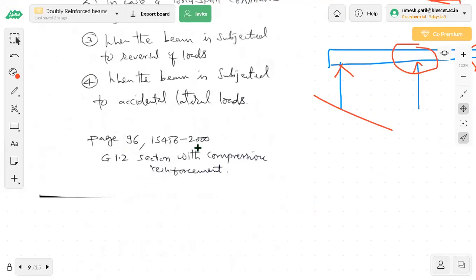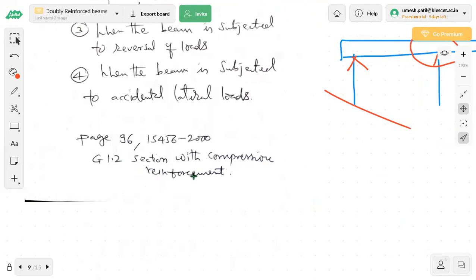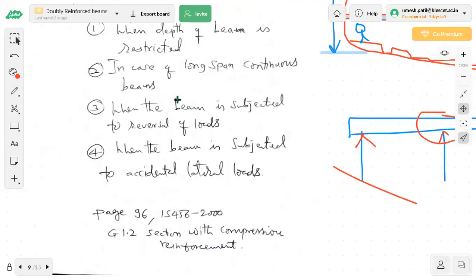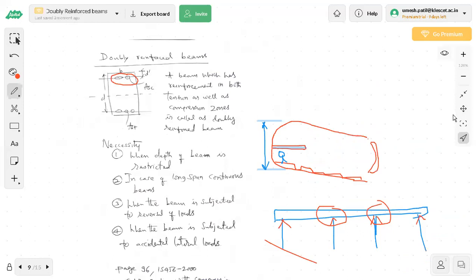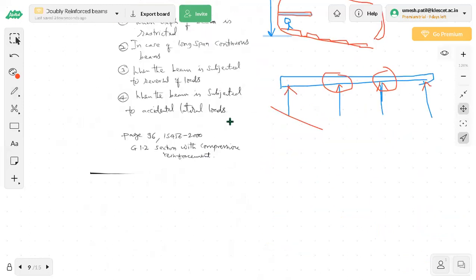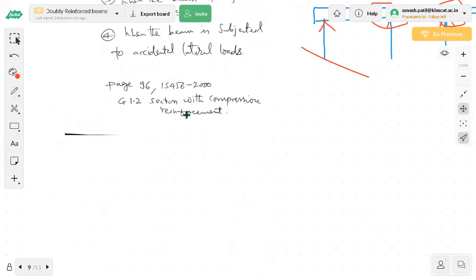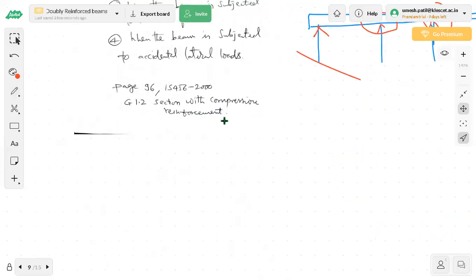Then, page number 96 of IS 456, G1.2, section with compression reinforcement. Whatever I have shown in the compression zone here, see this one. These bars which are present in the compression zone, the codebook says it as section with compression reinforcement. It is on page number 96.